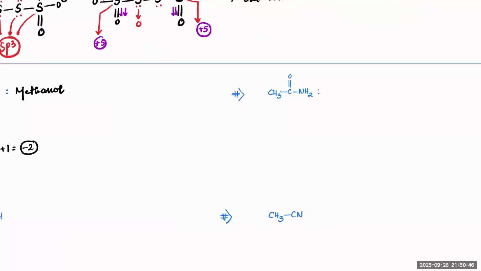CH3 C double bond O NH2. So again, there are two types of carbons here. Three hydrogens on this carbon. Then there is a double bond O, and then we have nitrogen with two hydrogens. This is the structure we have.